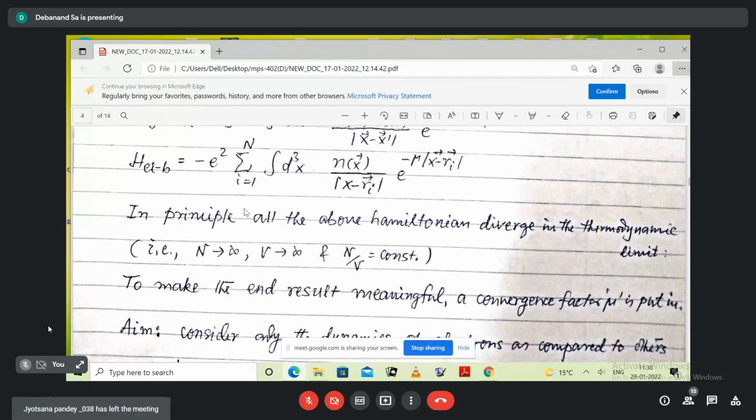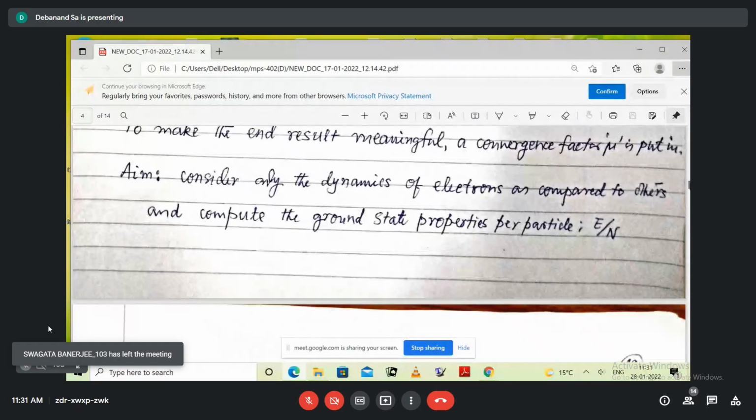Okay, so in principle, all the above Hamiltonians will diverge in the thermodynamic limit, because if you take this, they are all going to diverge. So we have to make something meaningful out of it. And about mu, I said mu is going to give you a meaning for the time being, because screening I am going to discuss after this chapter. So don't worry. Consider only the dynamics of electrons as compared to others and compute ground state properties per particle. That's the aim.